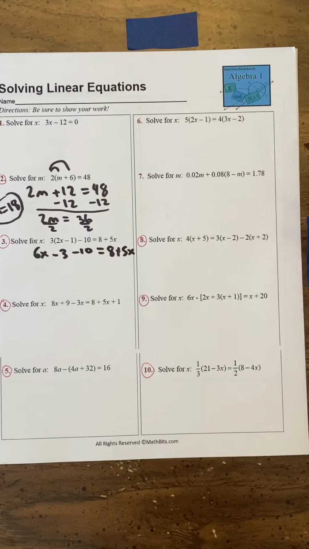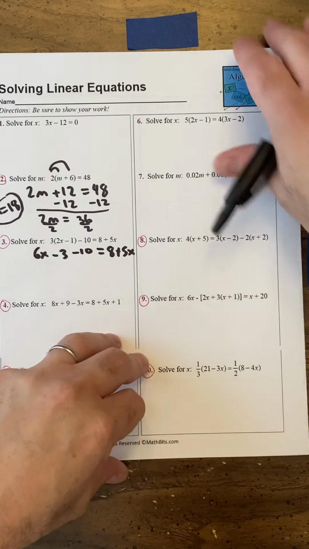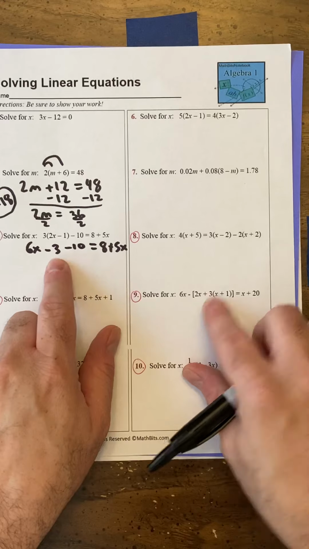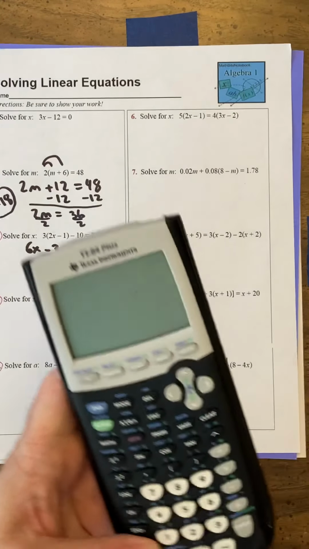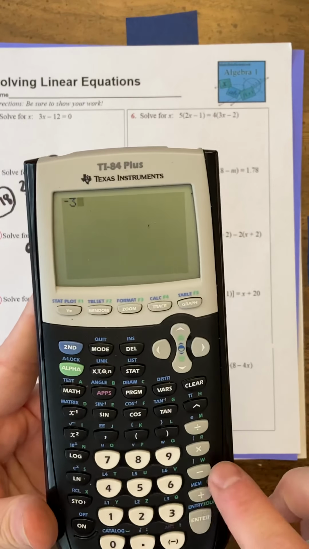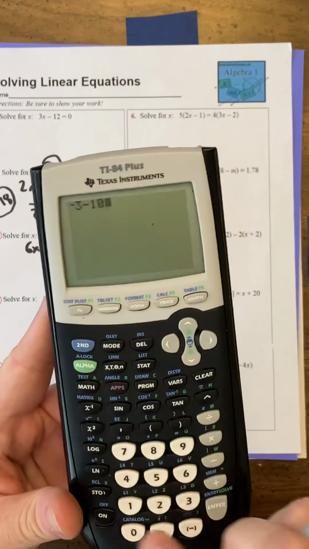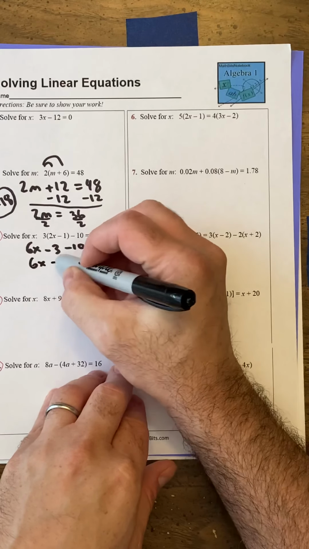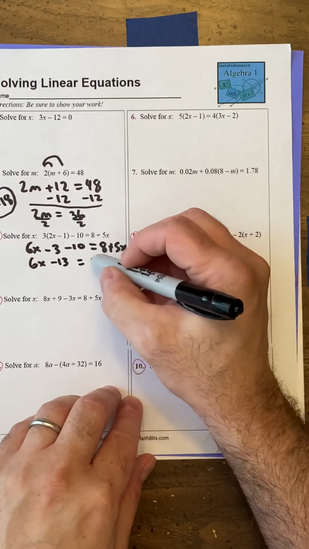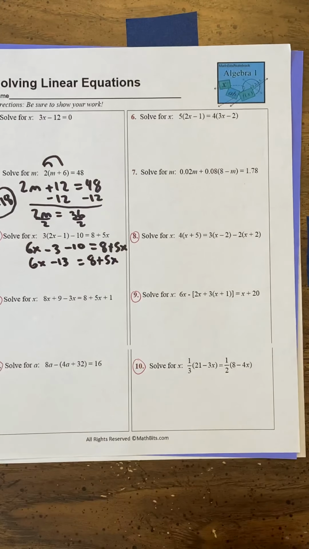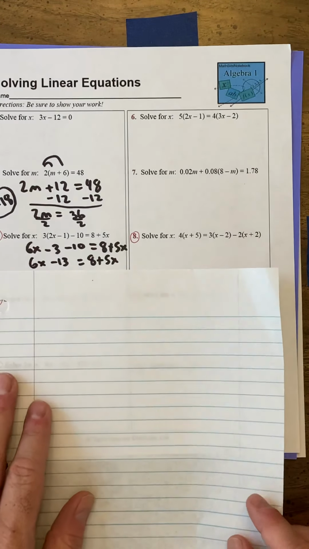Now, the next thing we want to do is combine like terms. Well, let me just do one thing here. The like terms on this side are negative 3 and negative 10. And you could literally just do on your calculator, negative 3, you get the negative from here, minus 10, which becomes negative 13. So we have 6x minus 13 equals 8 plus 5x. I'm going to continue that on this sheet of paper, so I have more room.